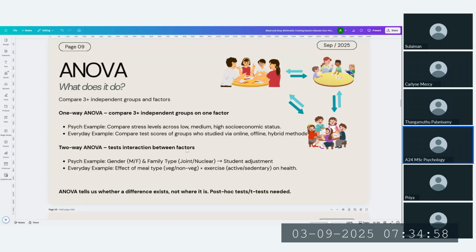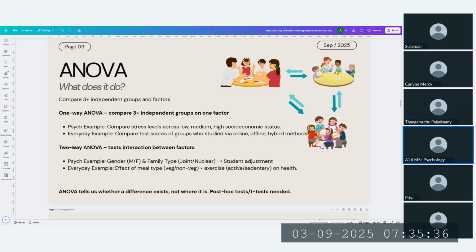So if you are, for example, evaluating three groups of students, or if you are comparing three or more independent groups and factors, you have something called ANOVA. ANOVA stands for Analysis of Variance. Here again, you have two types. You have a one-way ANOVA, that is, you compare three groups based on one factor. Two-way ANOVA is where you test interaction between factors.